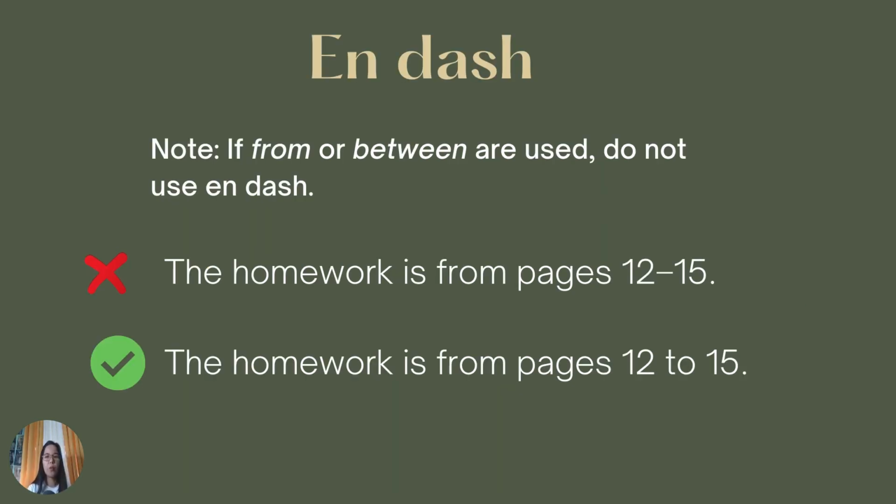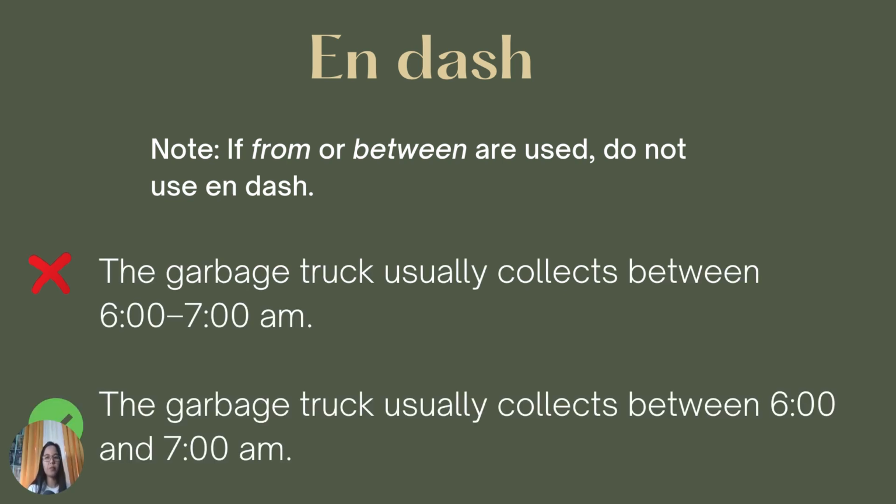But take note that if you put the words "from" or "between," you need to drop the en dash and use the word "to," as in T-O, to show the range. It is wrong to write "the homework is from pages 12–15." Instead, you need to write "the homework is from pages 12 to 15."